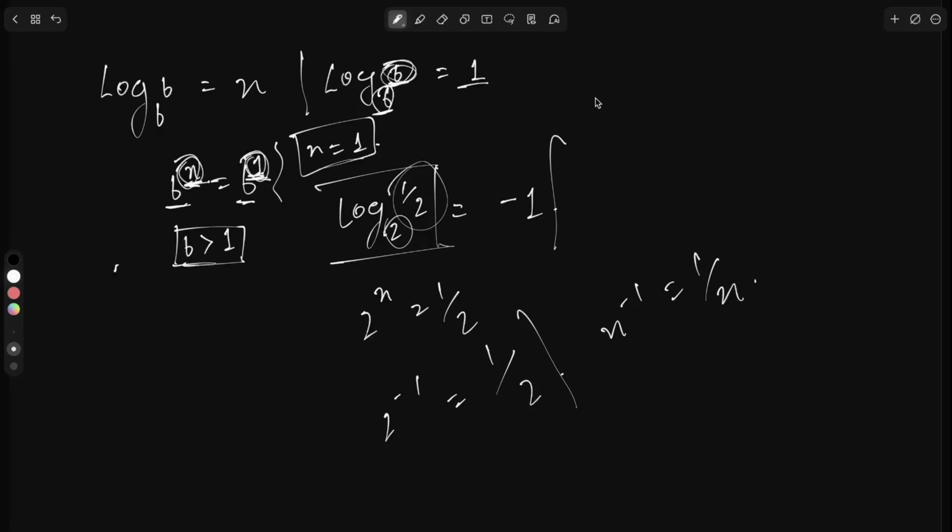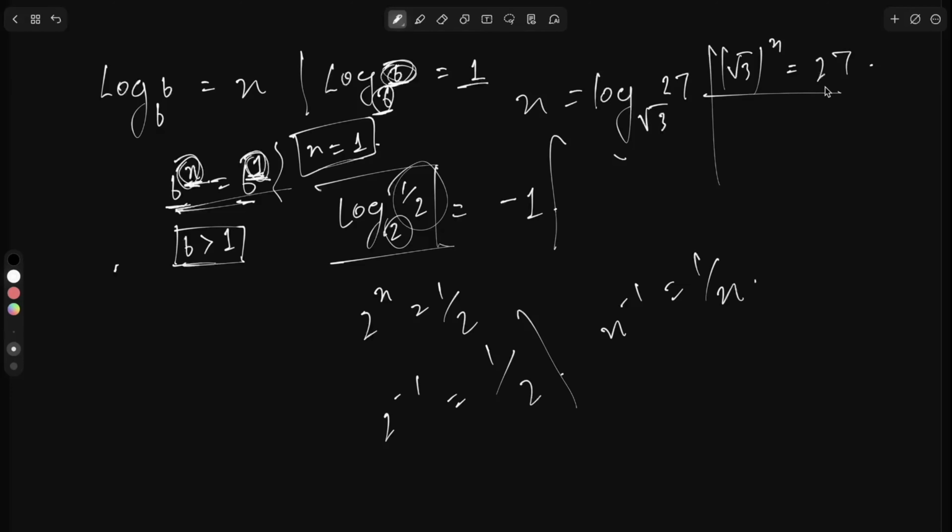Now let's do another example. Log root 3 of 27. How will you solve this one? In the same way as we did this one, right? We can write root 3 to the power x equals 27, right? Now I guess we will use this property right here to solve this one, and I will write the bases the same in both of these terms. So this should be equal to 3 to the power 1 over 2, so 3 to the power 1 over 2, all to the power x, equals 3 to the power 3, right?